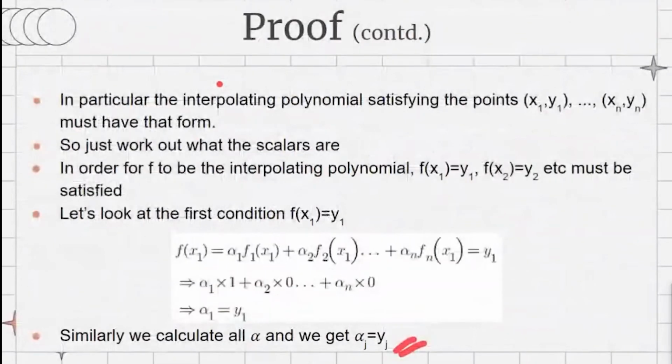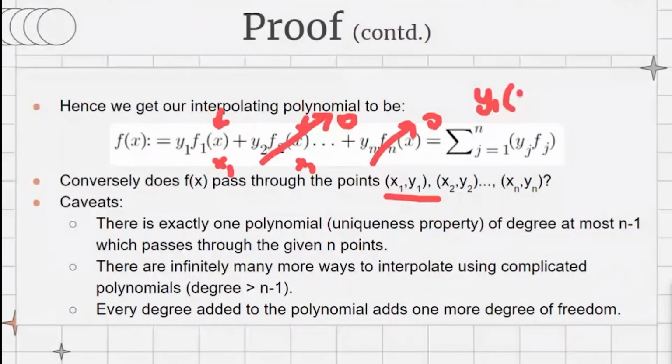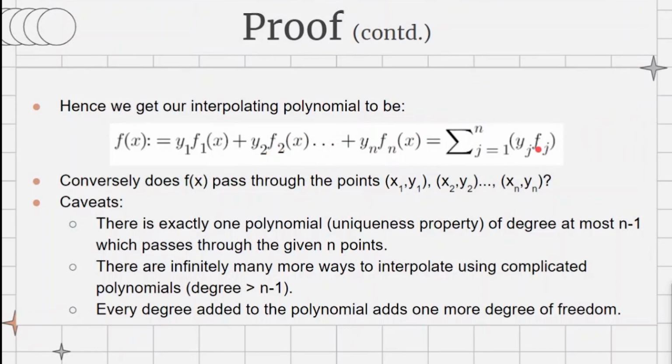Because if we substitute the points here, if we substitute x1, we'll get y1. So say we substitute x1 over here, x1 over here, and so on. All of these terms will just evaluate to 0, because it's f2 of x1, fn of x1. And then what we are left with is y1 into 1. So this y1 into 1 should be equal to f of x1, and since it is the interpolating polynomial, on our right hand side that should be equal to y1. So from both ends, we've gotten our interpolating polynomial.